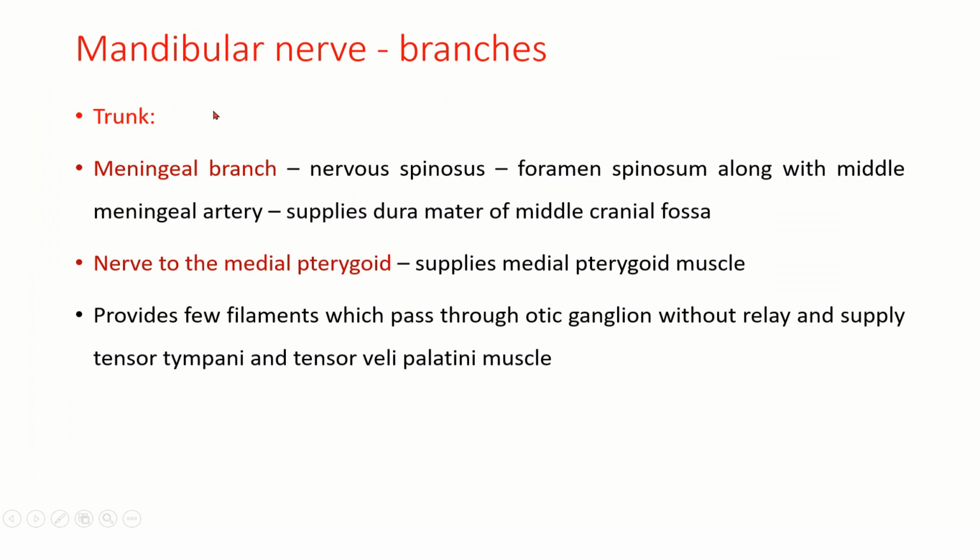So branches of mandibular nerve from the trunk: meningeal branch, also called nervus spinosus, passes through foramen spinosum along with middle meningeal artery, supplies dura mater of middle cranial fossa. Then nerve to medial pterygoid, supplies medial pterygoid muscle, provides a few filaments which pass through otic ganglion without relay and supply tensor tympani and tensor veli palatini muscles.